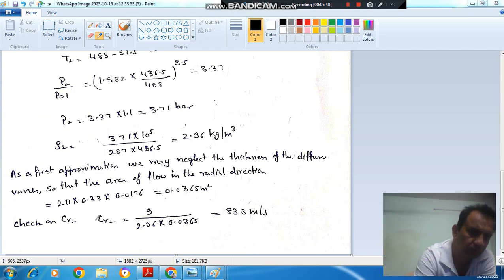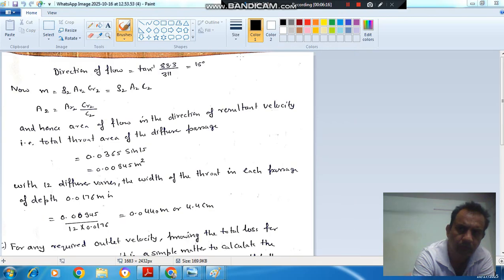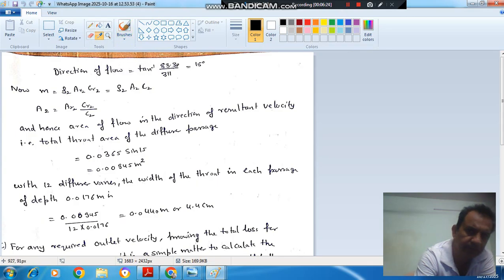Now if we check for CR2, this is your mass flow rate, this is your area and this is your density. Because this area is perpendicular to CR2, CR2 will come out as 83.3, and we have assumed it as 83, so our assumption is almost correct. So it will be 83 meter per second. Now we can find out the direction of flow. That is tan inverse CR2 by CW2. Here CR2 is 83.3 and CW2 is 311, so that is 15 degree.